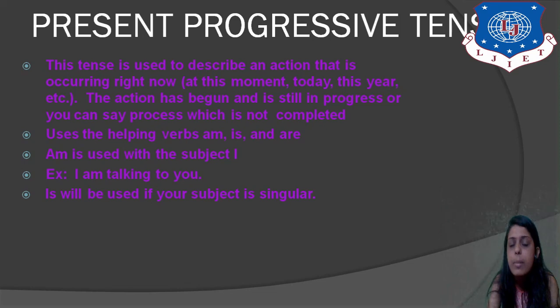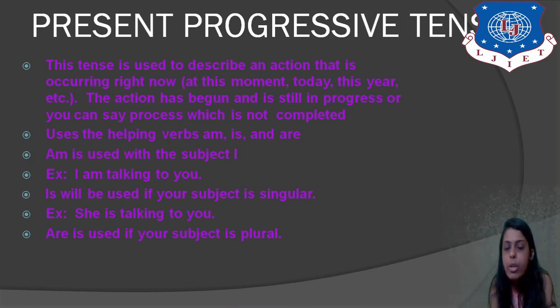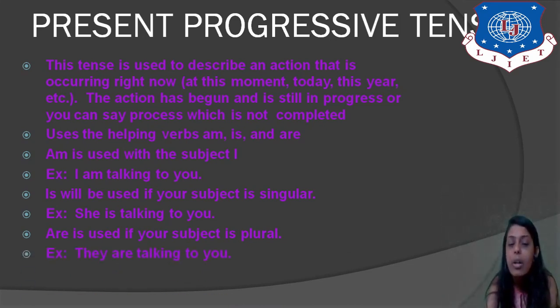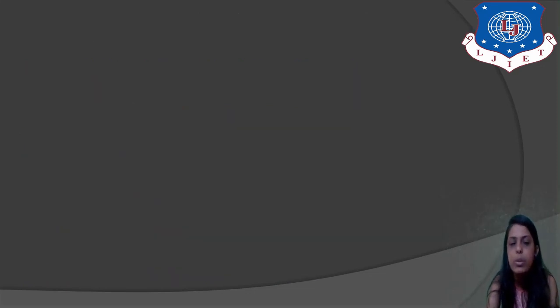Is will be used if your subject is singular. So, she is talking to you. The subject, the noun in the sentence, is singular. That's why I have utilized is. Are is used if your subject is plural. They are talking to you. Here I have utilized are because the subject is plural. Whenever you add -ing to the verb and the action is still in progress, you are describing something happening right now, then you have to utilize present progressive tense, right? They are redesigning the staff uniform. Here you can see the subject is plural.